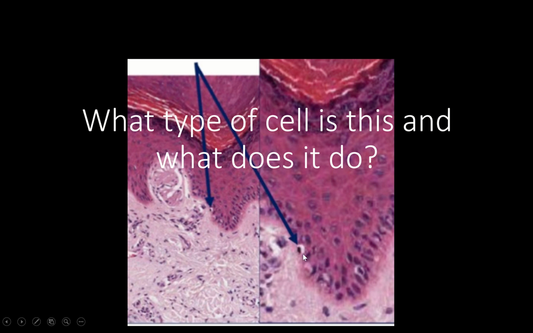Hopefully you guessed that it's a melanocyte. Okay, so this is going to be a melanocyte. So you see how it's different from all the cells down here. Hopefully you know that all the cells down here at the base of the epidermis are the stratum basale, right? So this is the stratum basale, and interspersed throughout the stratum basale are going to be these separate cells called melanocytes. Okay, and this is what they look like.